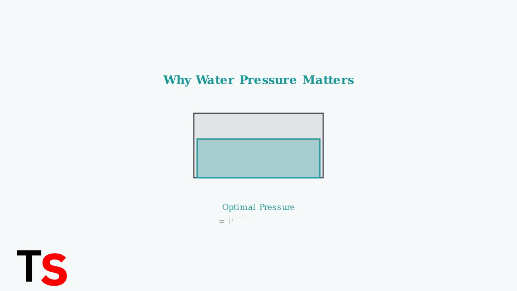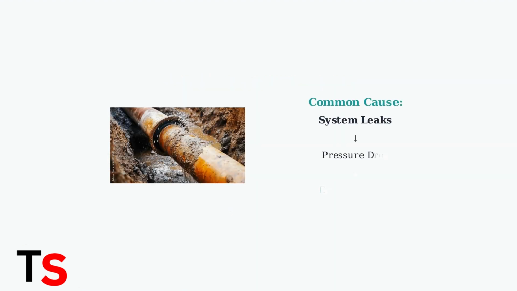Water pressure is crucial for tankless water heaters to operate correctly. The system needs adequate pressure to detect water flow, ignite the burner, and deliver hot water efficiently throughout your home. The most common cause of error code 351 is low water pressure, typically caused by leaks in the plumbing system. When water leaks out, the pressure drops, and the auto feeder valve tries to compensate by adding more water.